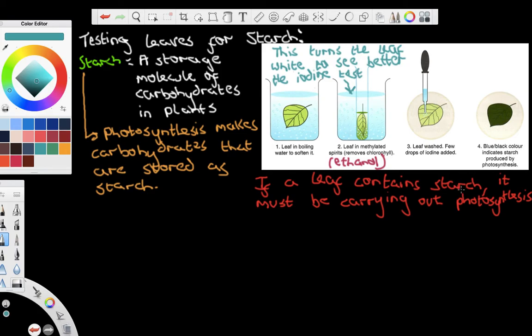What I would like you to do, because I'm not writing it out again, is pause the video at this point, and write out these steps for testing for the presence of starch. Make sure that you add that the ethanol turns the leaf white. Okay, that's important so that you can see clearly whether it goes black or not. Pause the video now, write out those 4 steps, please.